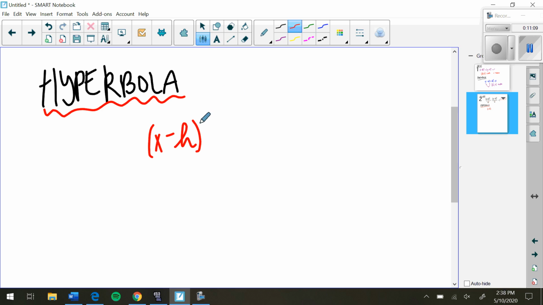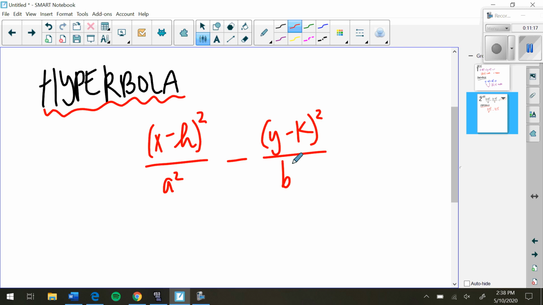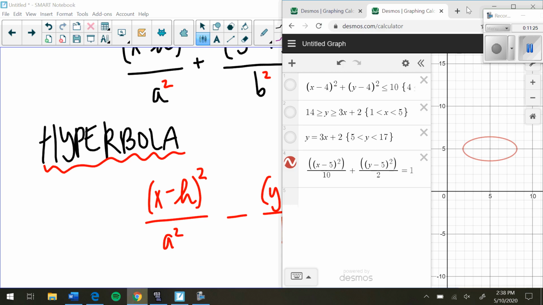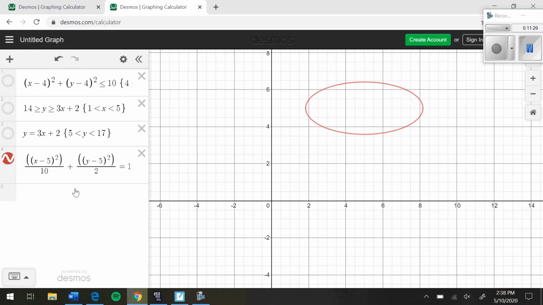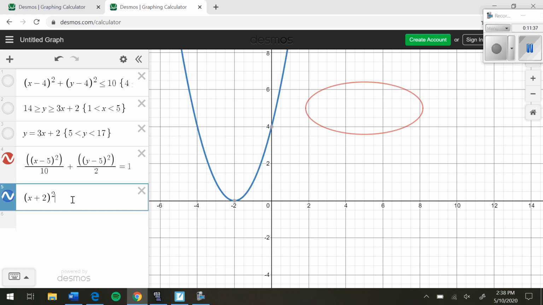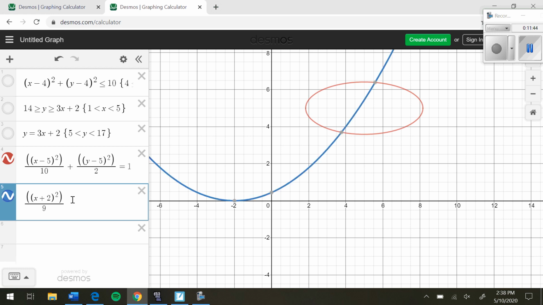All right, hyperbola. X minus h quantity squared all over a squared minus y minus k squared all over b squared is equal to 1. So notice the big difference here is a plus sign and a minus sign. So if I graph something, I've got that beautiful guy. Let's do x plus, this time, 2 squared, all over, let's say, 10. Or no, we'll make it different. We'll make it 9. Minus, and then we've got y plus 4 squared, all over 3, equals 1.